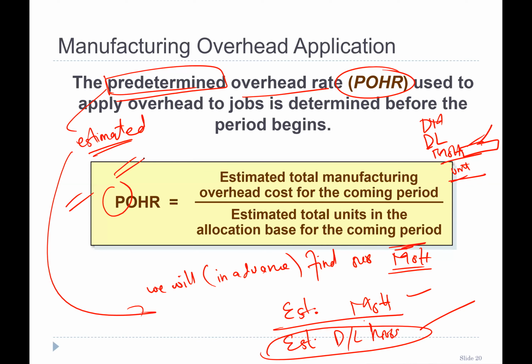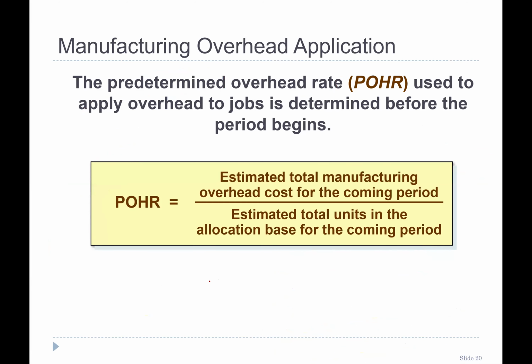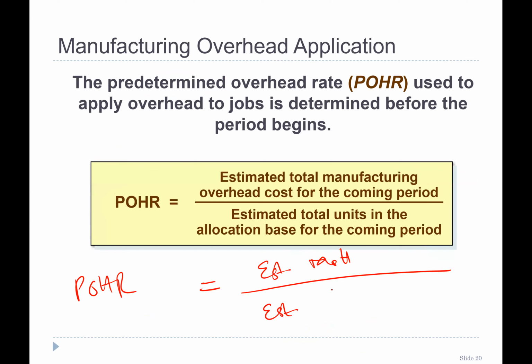Predetermining overhead rate, everything should be on an estimated basis. So I'm again repeating this one. This is the predetermined overhead rate, or POHR. If we are using estimated manufacturing overhead, then we must use an estimated base here. For example, the base is direct labor hours. So you have to compare apples to apples, which means if the numerator is estimated, then the denominator must be estimated as well.